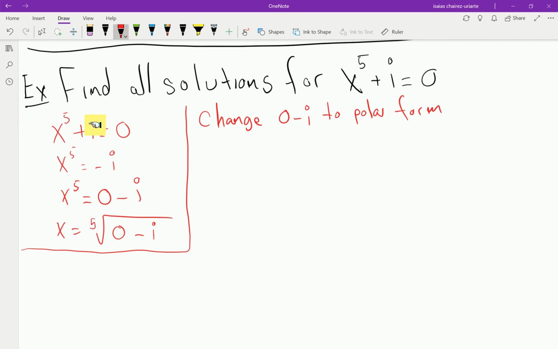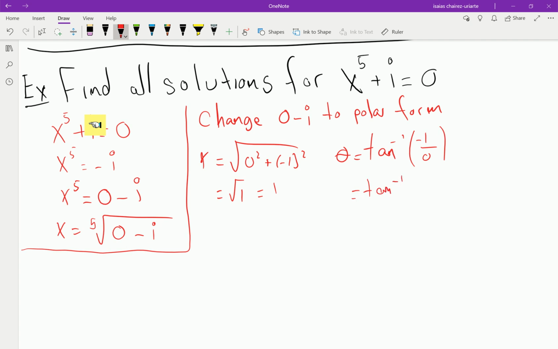Okay, well, that means we gotta figure out what is r. So r is going to be 0 squared plus negative 1 squared. And well, that's square root of 1, so 1. That's r. Now theta. Theta is going to be tangent inverse of the imaginary part, negative 1, over the real part. This is going to get weird.